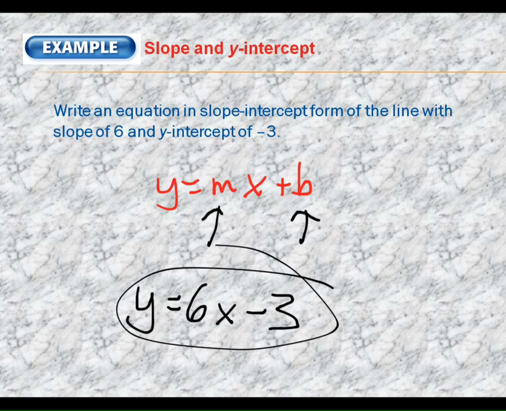If I was to graph this, I would go to -3 on the y-axis. I'd then go up 6 and over to the right 1. Right? Because we can write that as 6 over 1, rise over run. B is the y-intercept. M is the slope. Okay. So when they give you both like that, you just have to plug them in.